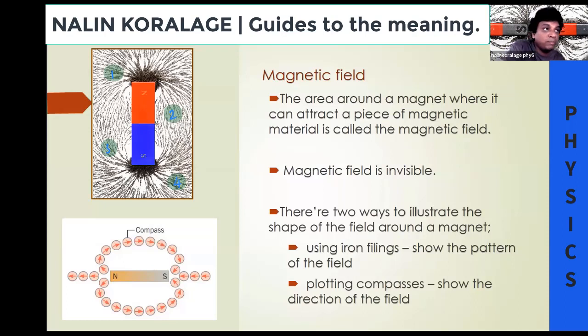So therefore, in case you place, let's say, a piece of iron here, a piece of iron there, a piece of iron here, a piece of iron somewhere there, right? All these iron pieces will be attracted towards the magnet, without having any doubt, right? They will be completely attracted towards the magnet.